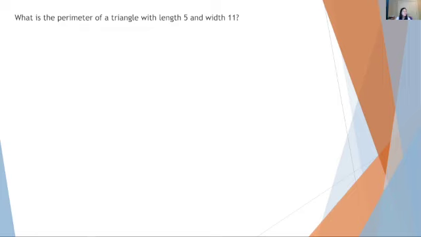So an example of this, let's do this one first. Oh wait, no, not triangle. Of a rectangle. What is the perimeter of a rectangle with length 5 and width 11? Done.